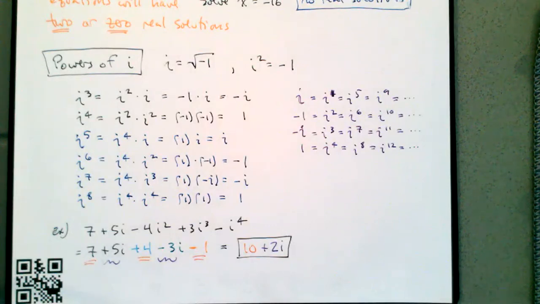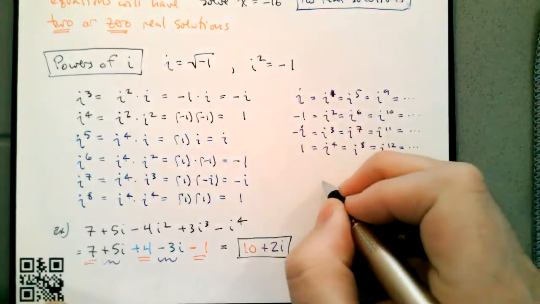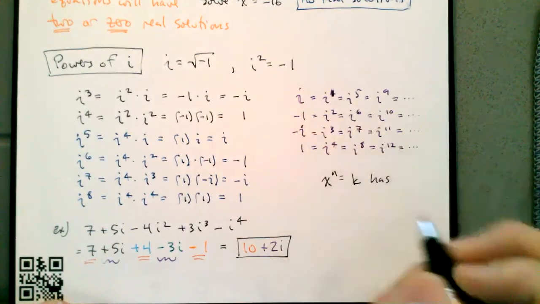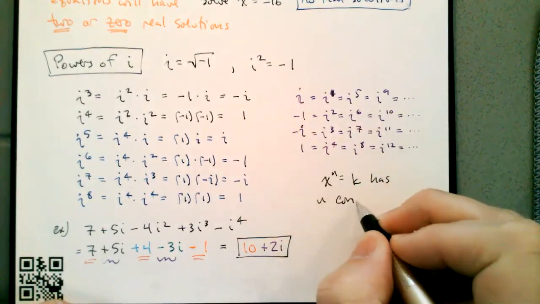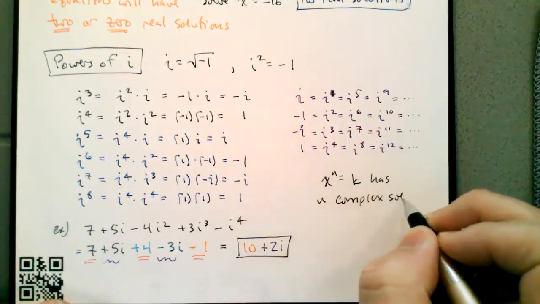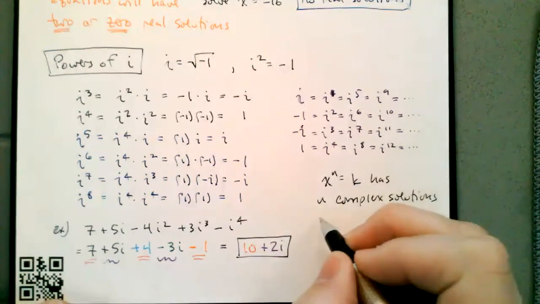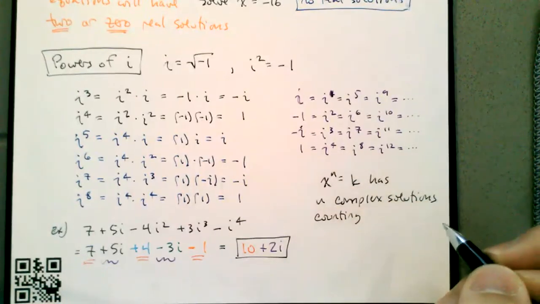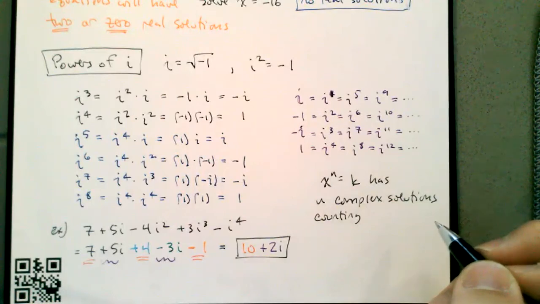So what we're going to talk about on Wednesday, since we're out of time today, is the following. X to the n equals some constant has n complex solutions, counting multiplicities. We're building up to the fundamental theorem of algebra, which seems a crazy thing to do in trig class, but we don't get to talk about the fundamental theorem of algebra pretty much until we're out of algebra. We just have to, even though it seems like it should be backwards.